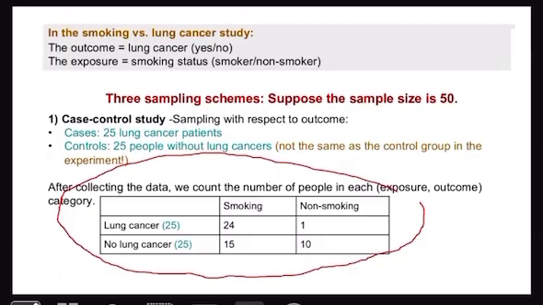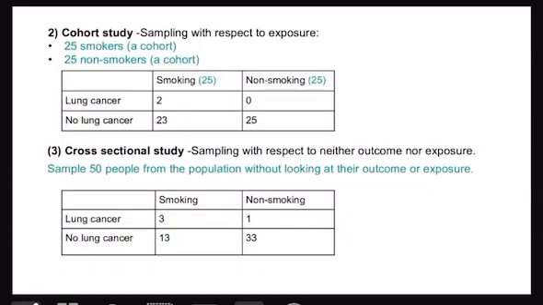That being said, I want to go into cohorts. In a cohort study, I'm actually going to sample with regard to exposure. I'm not interested in those who have the disease. I'm only interested in exposure, those who are currently exposed. I want to choose 50, a sample from a target population in such a way that 25 will be those who smoke, and 25 those who do not smoke.